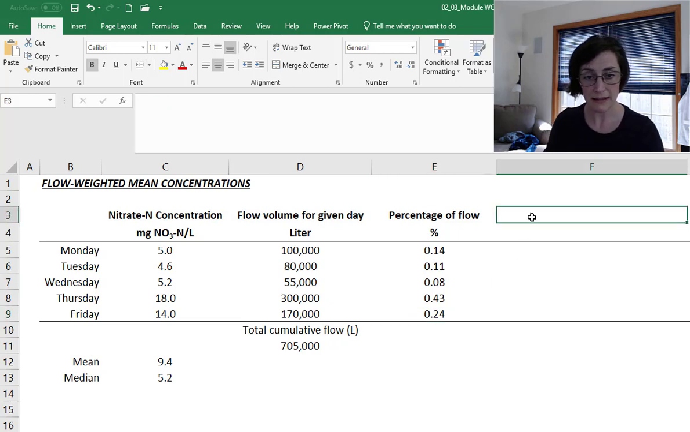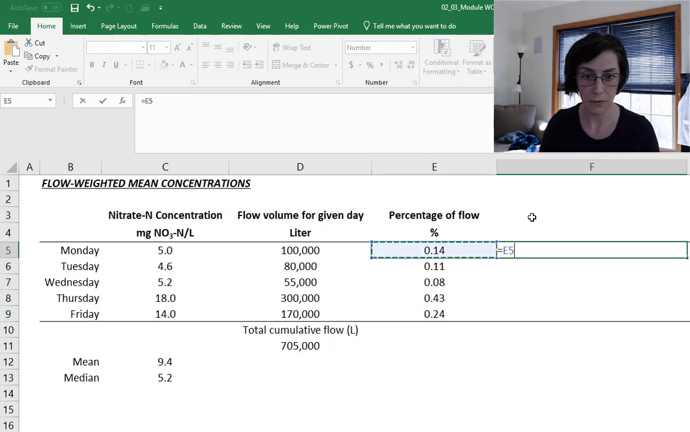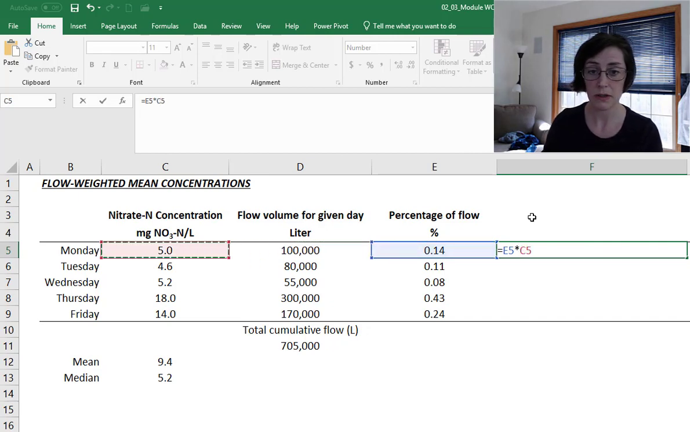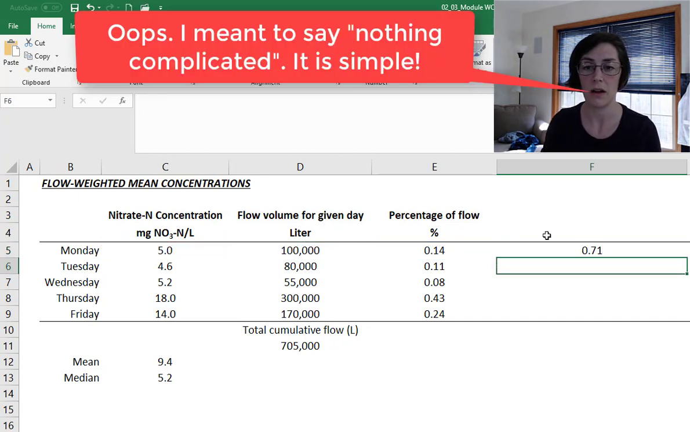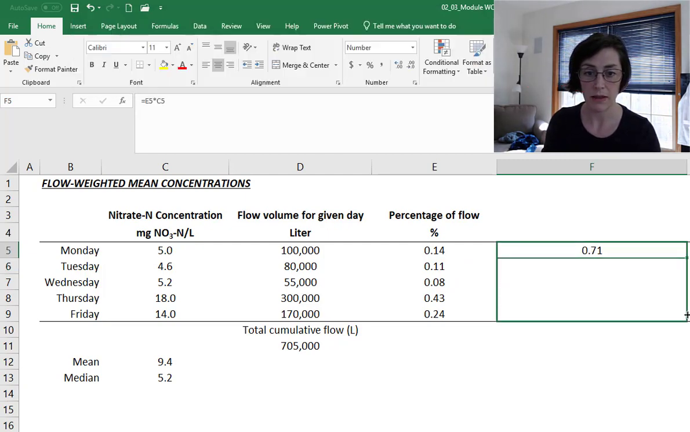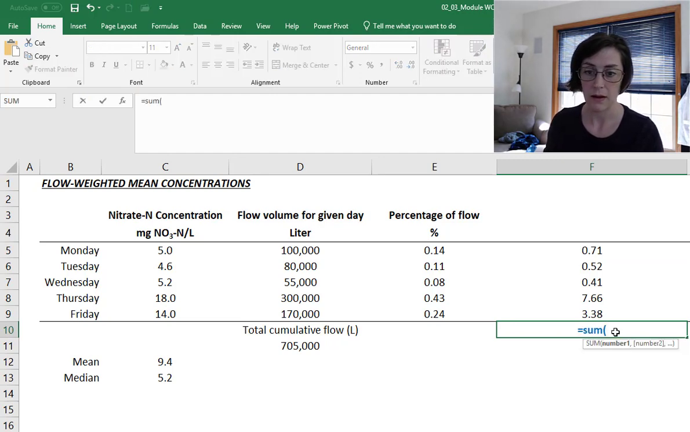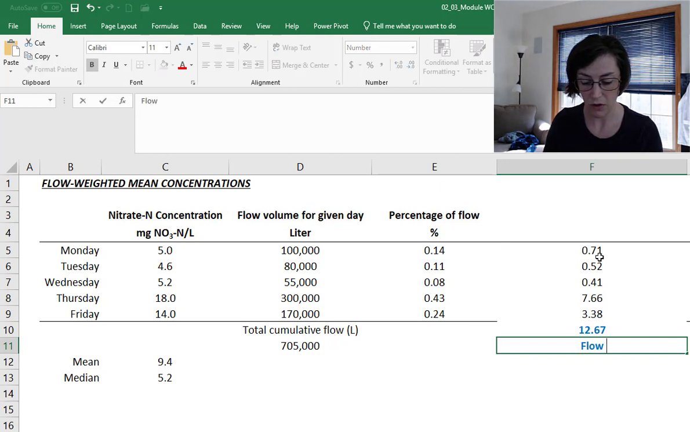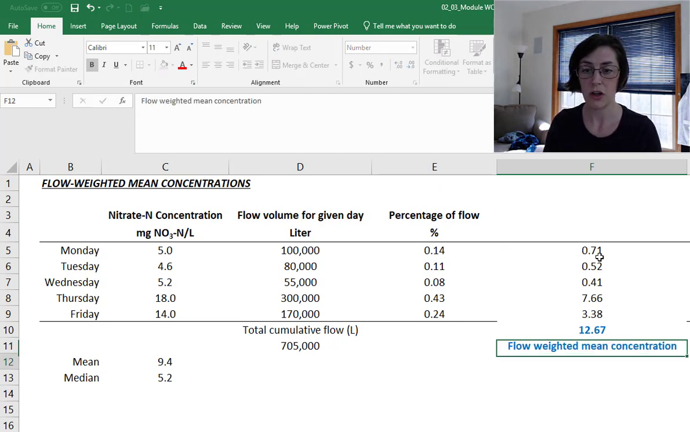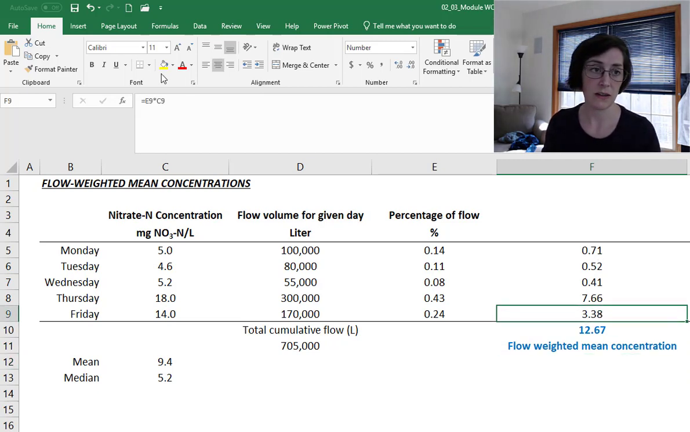Okay, next step equals the percentage of flow times my concentration. So again, nothing simple, it's just algebra. We multiply the percentage of flow for this time period by the concentration, and then I want to do equals a sum of all of these, and this is my flow weighted mean concentration for this given time period.